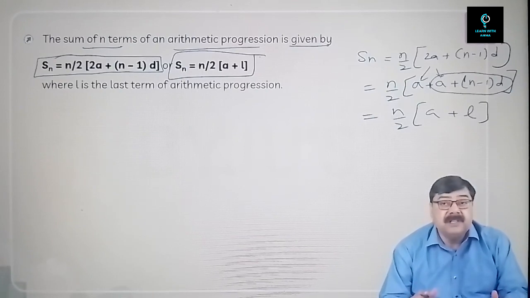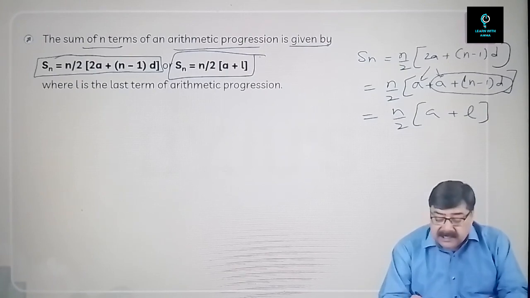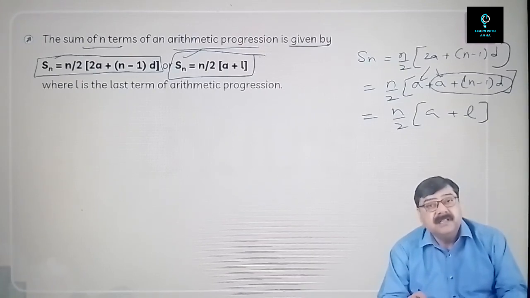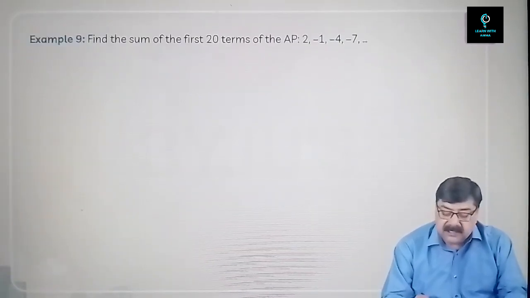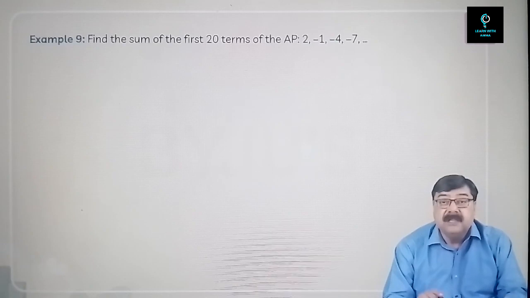So whenever the last term and first term both are given in an AP and the number of terms is known, we can easily find out the sum of the terms in the AP. So L is the last term, as can be seen here. So let's have a look at the question on this concept.